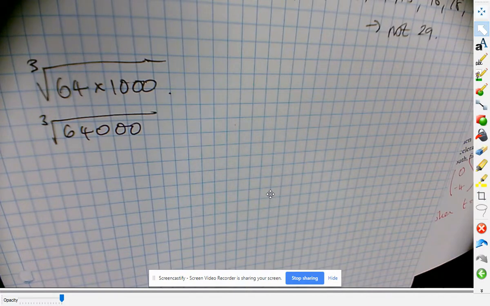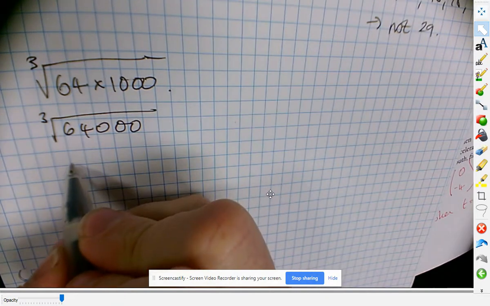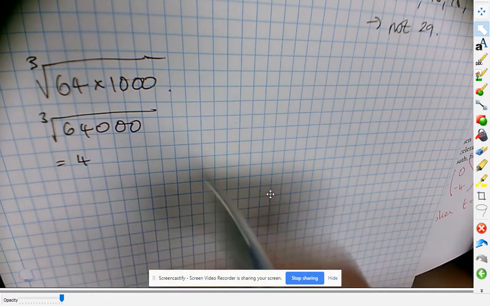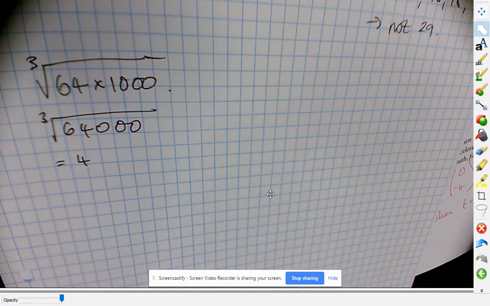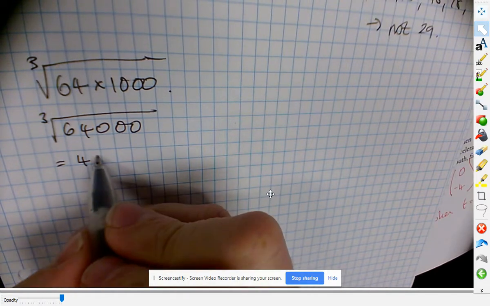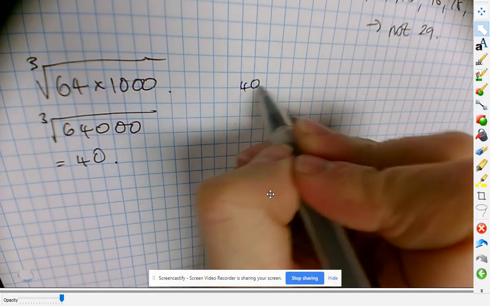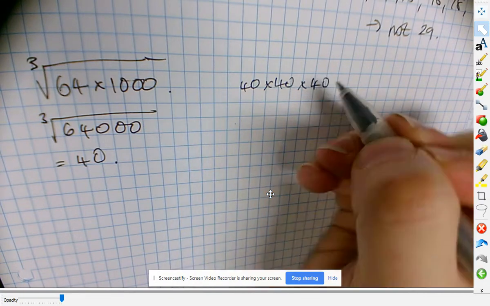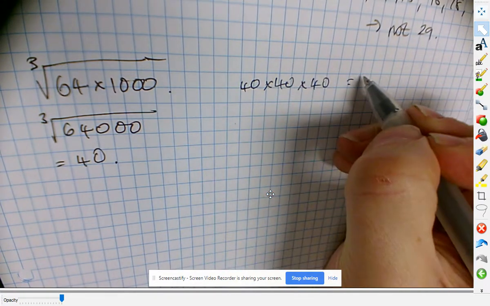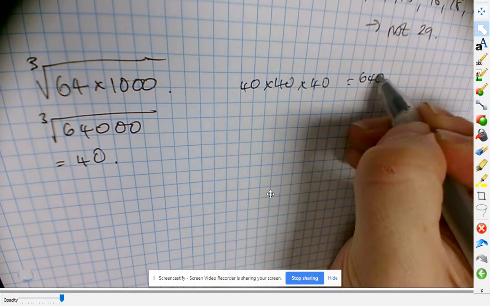Now, if we think of cube roots, we know the cube root of 64 is 4. Okay, so we know it's got to be 4 something, and our answers are 40, 80, 400, and 4,000. So we could just check which ones work. And the only one that works is 40, because 40 times 40 times 40, 4 times 4 times 4 is 64, and 1, 2, 3 zeros.